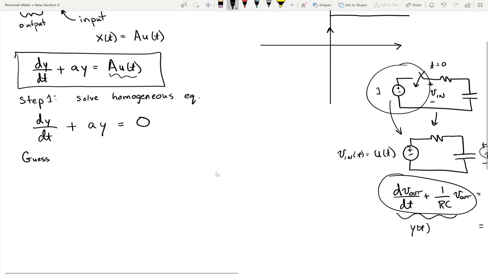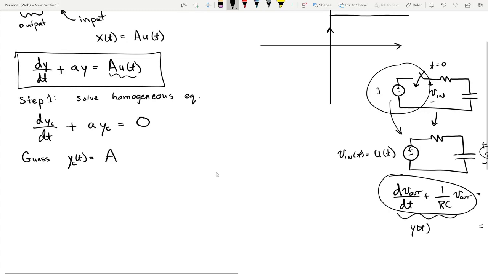Now, I could guess y equal to 0, but that's kind of a trivial guess. We know that there has to be a transient response, and we have to capture that. So what we do is we guess y of t, and I'll call it y sub c. The equation should be written in terms of y sub c.